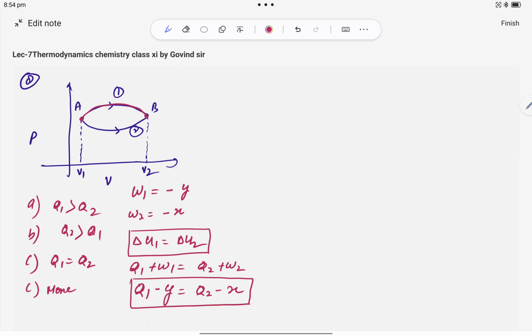Think about it, children. Here the first system is covering this much area, W1, more area. And here the second is covering this much area only, W2. More area, more work. So here Y for 1, this Y, and X for 2. So which is greater, children?